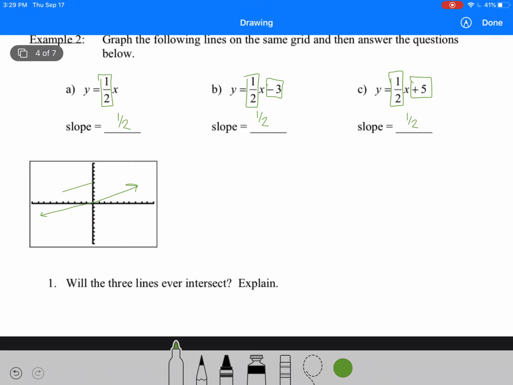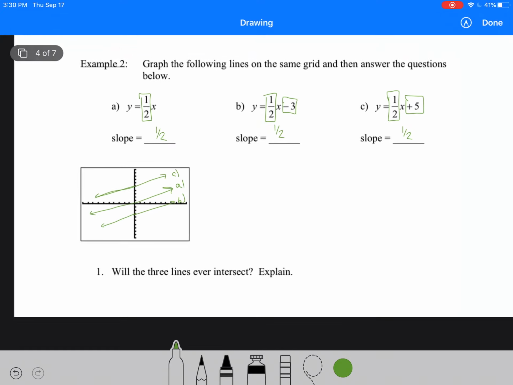1, 2, 3, 4, 5. And then the other one is at -3. All right, so there's our three lines. So this is A, this is C, that one is B. All right, so will the three lines ever intersect?